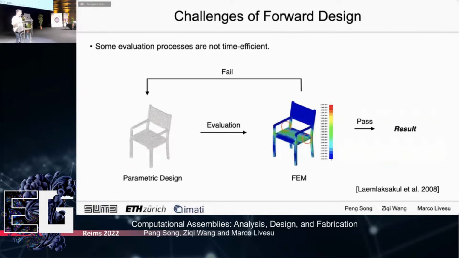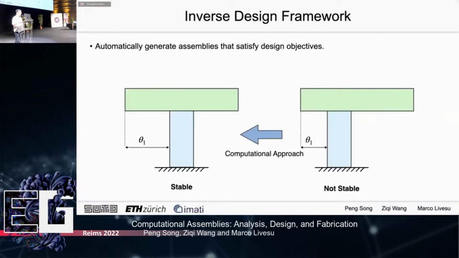Lastly, the process of evaluating some objectives could be very time-consuming, like computing the maximum internal stress of an assembly. Inefficient evaluation reduces the number of iterations the designers can possibly do. So the computational approaches instead find these optimal parameters to make this T-shaped assembly stand under gravity automatically. We call this method inverse design.